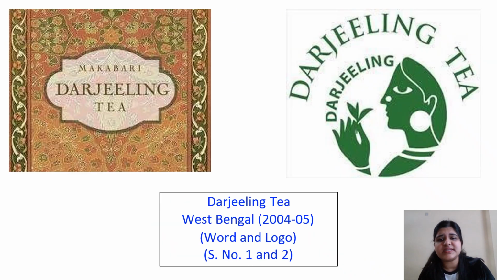Now in this slide we have the famous Darjeeling tea, where your questions also came from in the previous year's CLAT UG 2025. This is found in the region of West Bengal and was registered in the year 2004, and here we have both the word mark and logo mark of the famous Darjeeling tea. This is the word mark, and this is the logo mark of the Darjeeling tea.